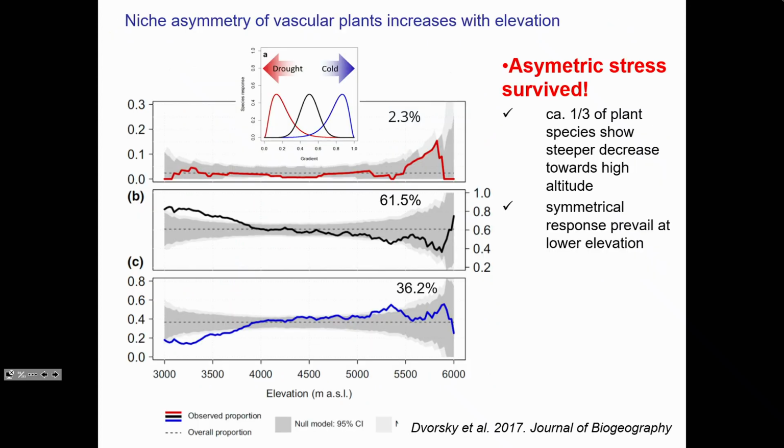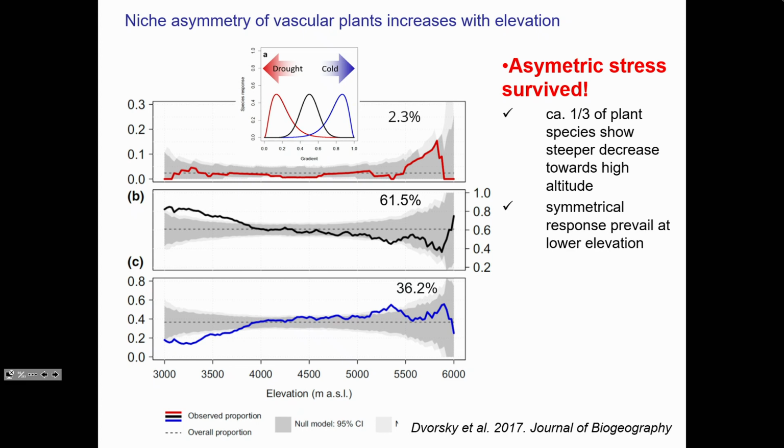So what was the result? We compared the distribution with the null model, the generated distribution of different types. And we found out that 36% of tested species have an asymmetric left-skewed distribution, and they are actually concentrated at elevations around 5,000 to 5,400 meters. The species with symmetric responses were found more likely at the lower elevation, and species with the right-skewed distribution made up only 2.3%.